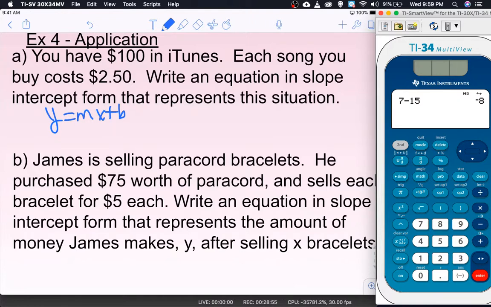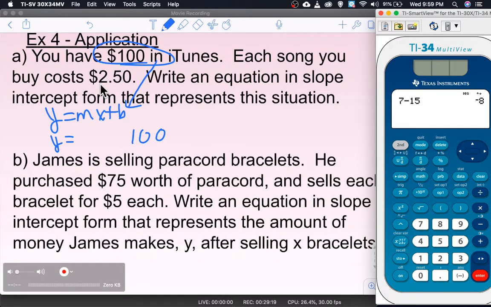Well, a little preview here, we can say that this $100 is our initial value. That's what we're going to call it later on. This is our y-intercept. It's how much money we started with at the beginning of the problem. At the beginning of the problem, you started with $100.